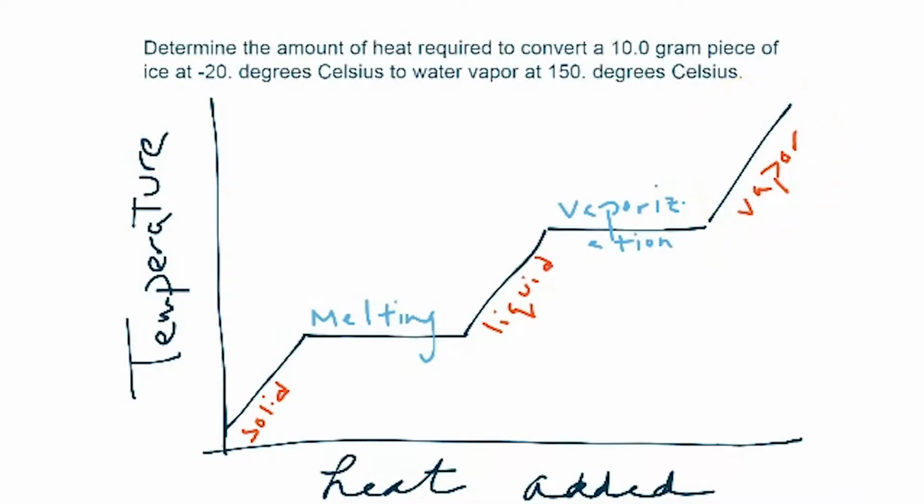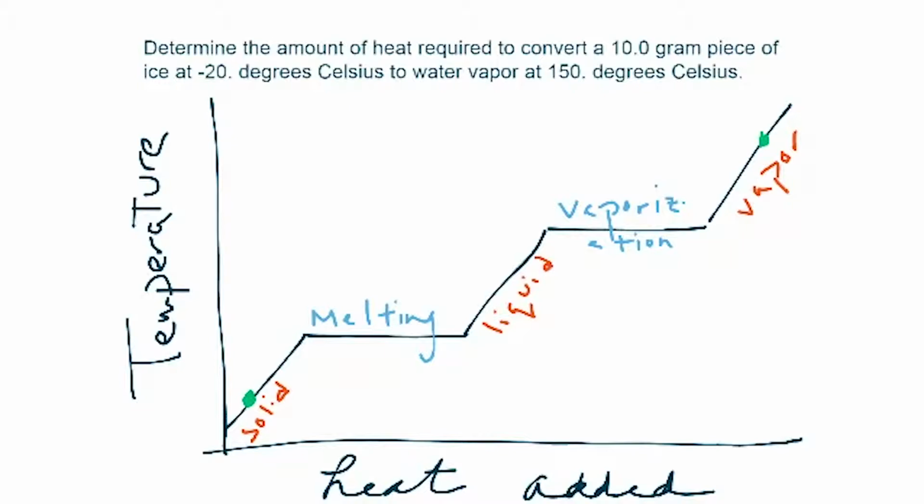So for these general types of problems, it's good to find the place on the heating curve that you're beginning and the place that you're going to end, so you see how many different values of Q, or heat, you need to calculate. We're starting at negative 20 degrees Celsius, which for water would be below the freezing point. So we will be starting somewhere in this portion of the curve as a solid. Where are we ending? We're ending with water vapor at 150 degrees Celsius. That's above the boiling point of water, so we'll be ending somewhere in this region up here.